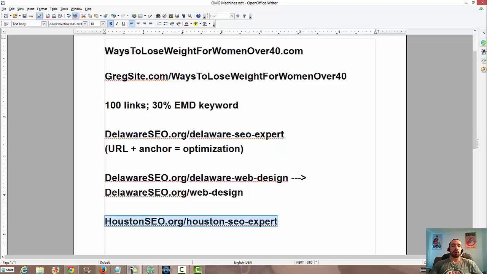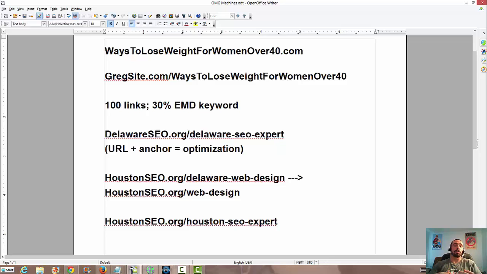Okay, so there's a real site that I own that's more competitive, like Houston SEO. Let's actually change this to Houston, so you get a better idea. So we had a page on the HoustonSEO.org website. Again, that's not a real website, not our website, but the competition is pretty much exact to our real site. Okay, so we had a page called Houston Web Design.